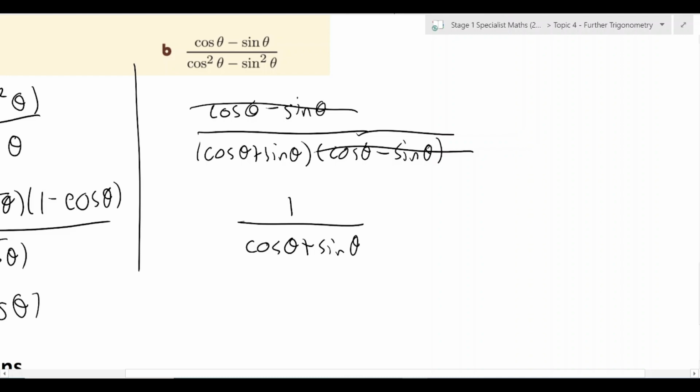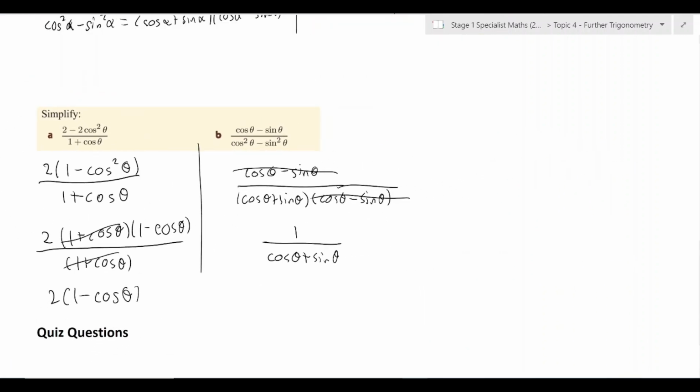And that's factorization. It's not pretty, but with enough practice, you'll get used to the kind of patterns that they do.